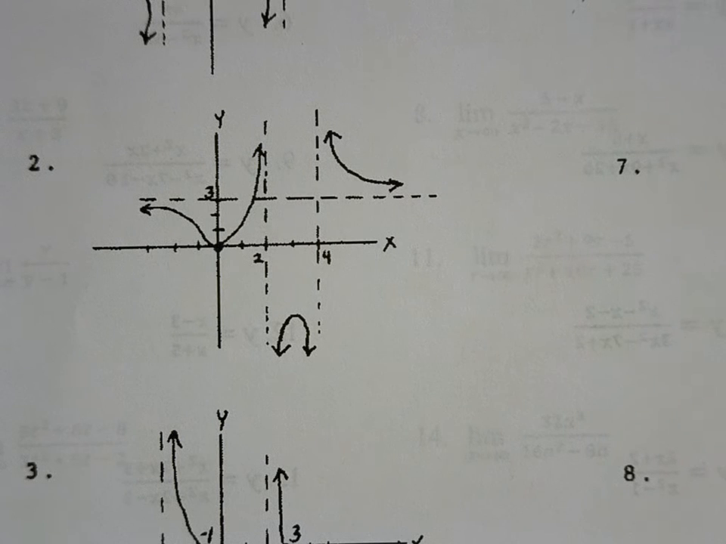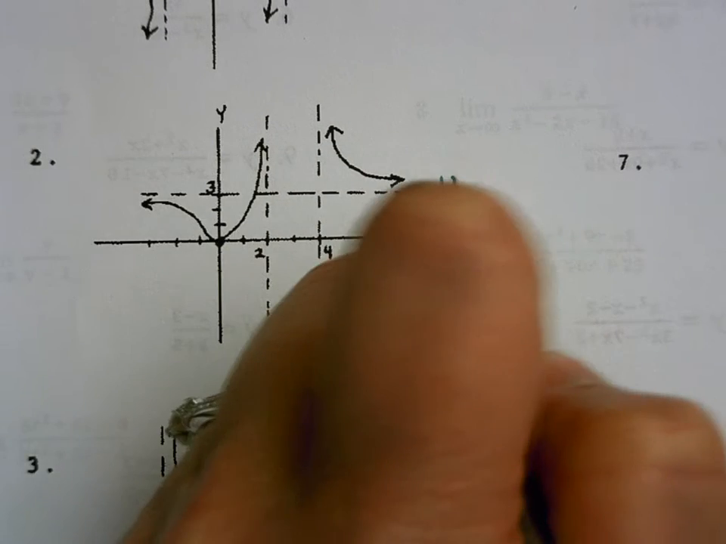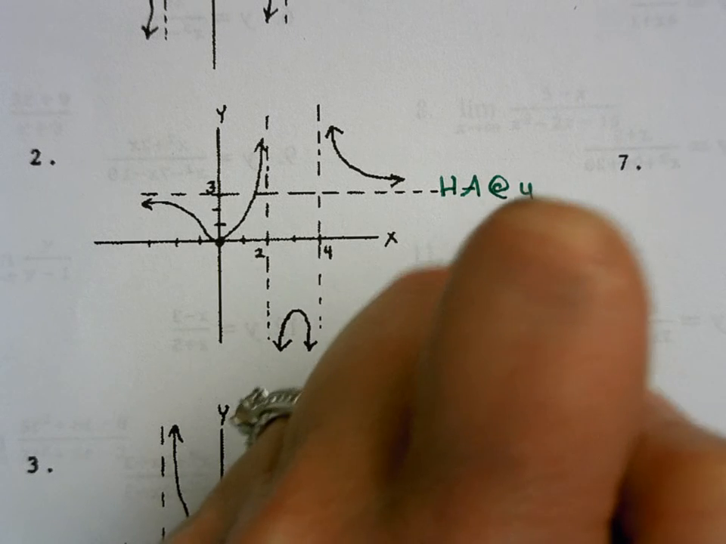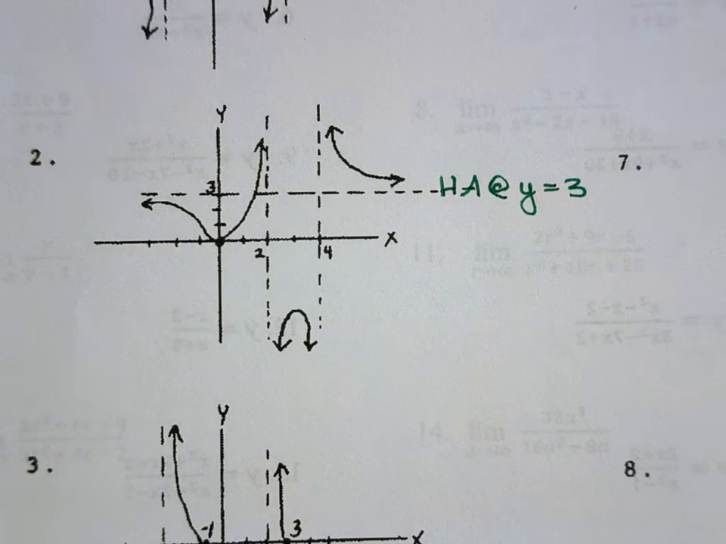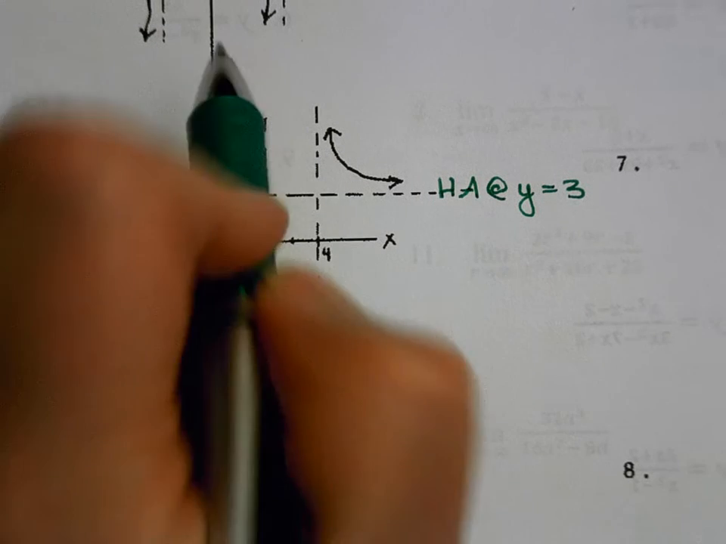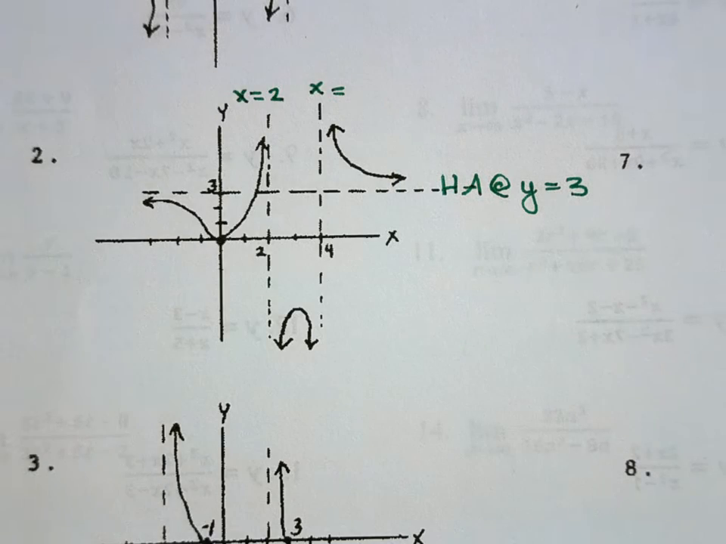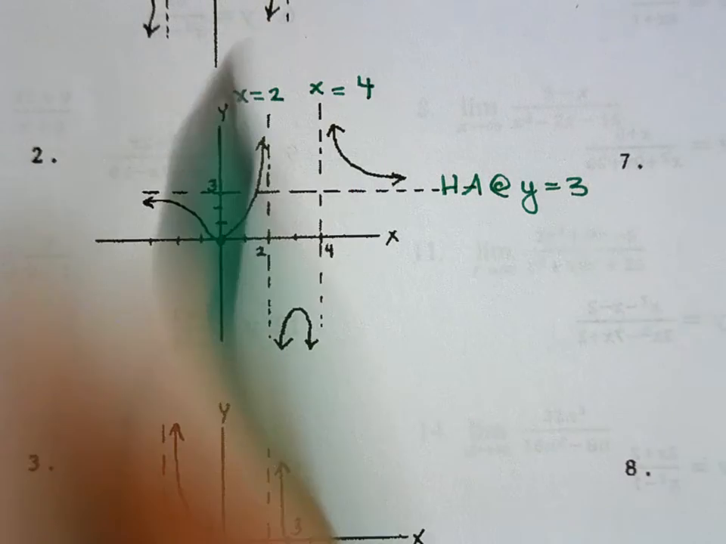Okay, so the first thing I'm going to do is just mark where I have everything so I can make sure I don't miss stuff. So I have a horizontal at y equals 3. And then I have two verticals, one at x equals 2 and the other at x equals 4.